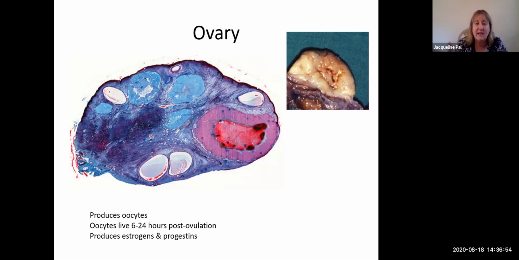After the oocyte is ovulated, it only lives a maximum of 24 hours after ovulation and can die even faster than that. Besides the oocytes, or the gametes, being produced, there are other cells in the ovary which are responsible for producing your hormones, the estrogens and the progestins, the most common of which is progesterone. So we're just going to use the words estrogen and progesterone from now on.